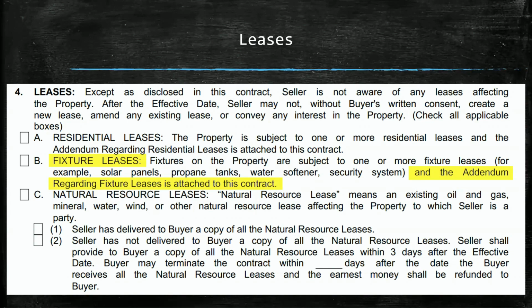We're going to talk about that document in detail in a different class session. But for now, you need to know this is where it comes into play in the 1-to-4 contract if there are items that are permanently attached to the property, but the seller does not own them outright.